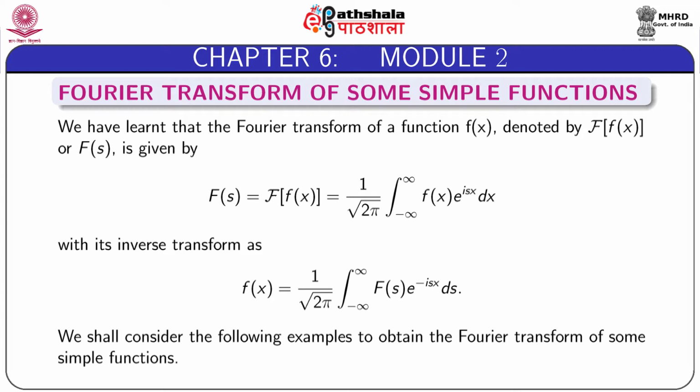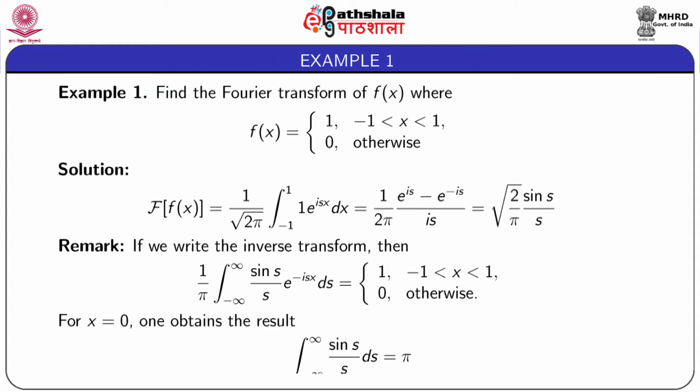With this information, we shall consider the following examples to obtain Fourier transform of some simple functions. We come to example 1. Find the Fourier transform of f(x) where f(x) is equal to 1 when x lies in the interval minus 1 to plus 1 and 0 otherwise.